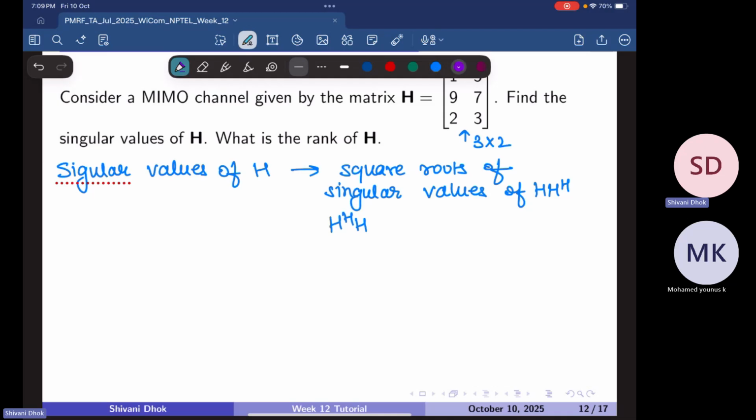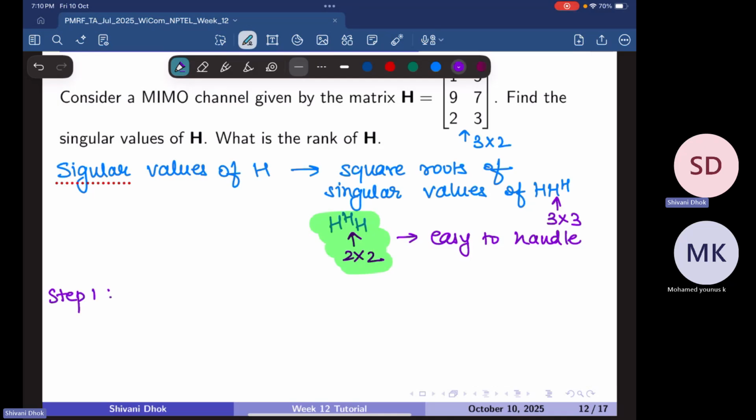Now this H Hermitian will be of dimension 3 cross 3 and this H Hermitian H will be of dimension 2 cross 2. So since this 2 cross 2 matrix is easy to handle, I'll first find out the eigenvalues of H Hermitian H. So this is a 2 cross 2 matrix. This is easy to handle. So we'll find out. So let me just write it.